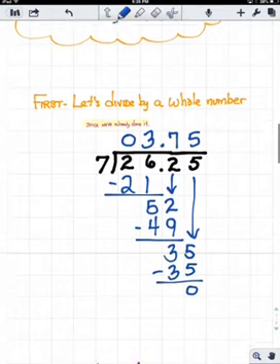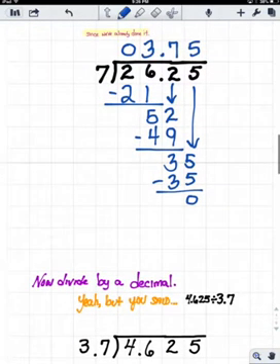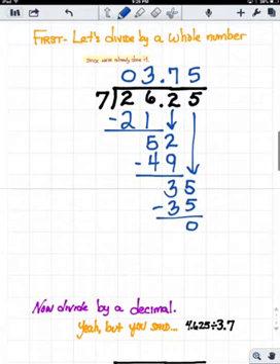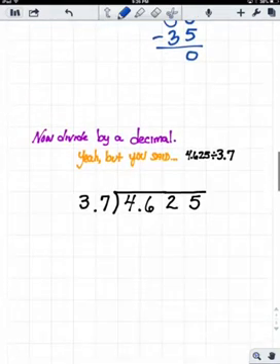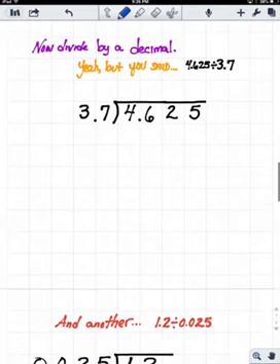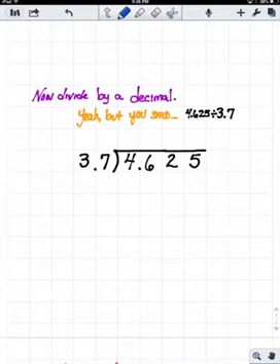Now let's look at another example. Now we're going to divide by a decimal. I know you're thinking, but you said you can only divide by a whole number. That's true. So we're going to need to be able to do something with our decimal. So the example that I have, 4.625 divided by 3.7, we need to be able to change our decimal 3.7 to a whole number.